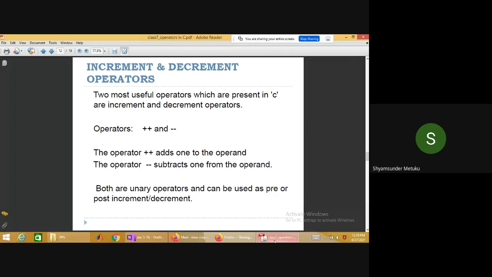The other name for these two operators is unary operators, because they take only one variable as input. So both are unary operators and can be used as pre or post increment or decrement. I'll tell you what that means.